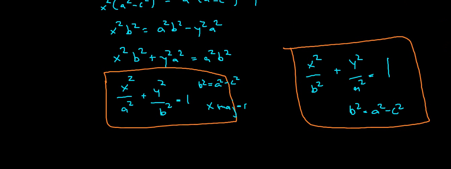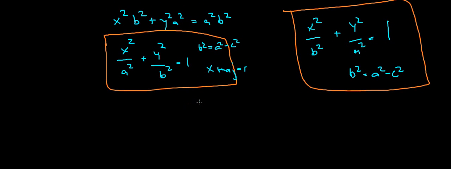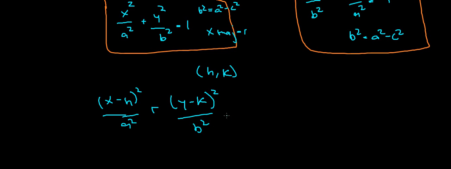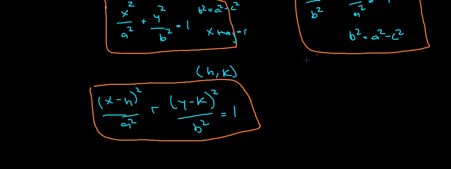And one more thing, I guess: if it were centered at (h, k), then I simply subtract the center, so it'd be x minus h, that's an ugly h, squared over a squared, plus y minus k squared over b squared. And of course, that's if it were x major, and for y major obviously it would just reverse the a and the b.